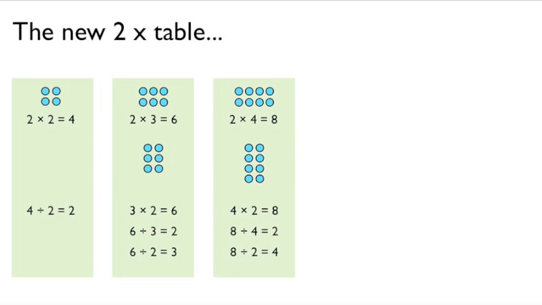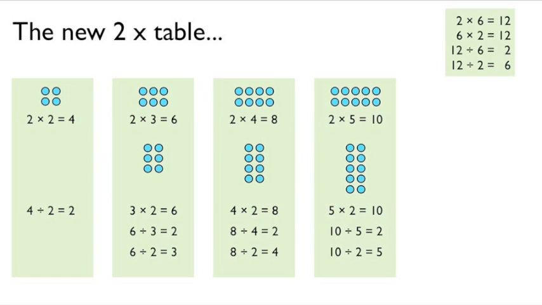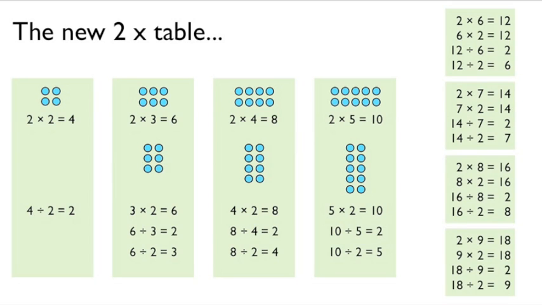Right, 2 times 5 is 10. That means 5 times 2 is 10. And we know the division facts too. And on we go with the rest of the 2s, right up to 2 times 9, plus all of the corresponding division facts. That's pretty useful, I think.